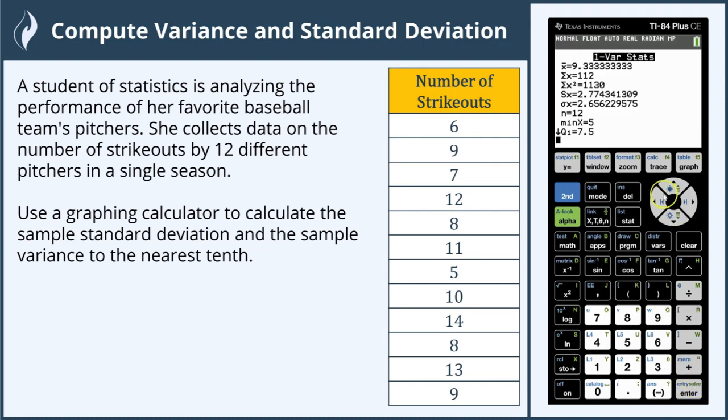Now that we've done that, we're going to look right here. This is our sample standard deviation where it says S with a little x, okay? So we say, okay, so our sample standard deviation, and we're going to round to the nearest tenth. So that's going to be 2 point, and then since it's a 7 with a 7 afterwards, we're going to round up to 2.8.